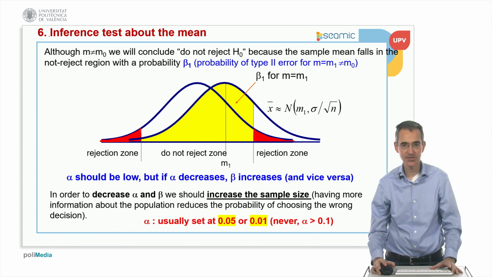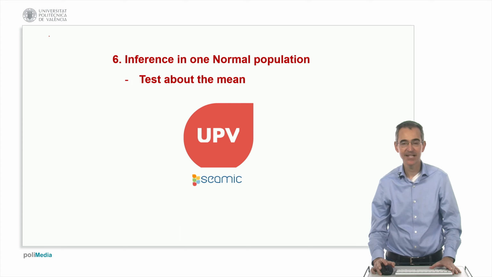Never alpha 10%. That would be too much probability of an error. Just in the case that we have very, very few values, in some cases we can work with alpha 10%, but never more than 10%. And if we have thousands of data, maybe we can work with alpha even less than 1%. Beta is usually unknown. And here I finish this video about the test about the mean.